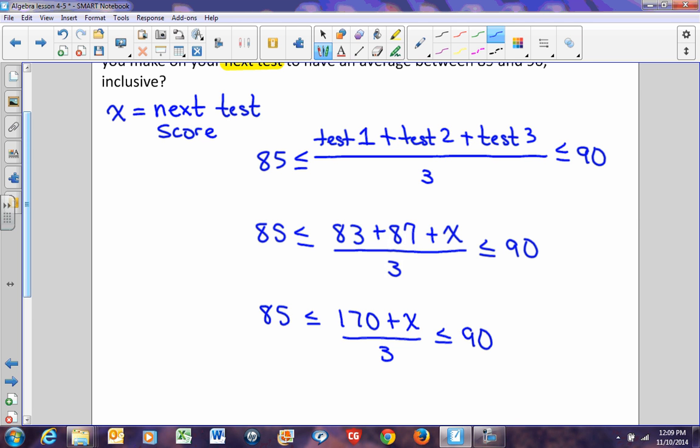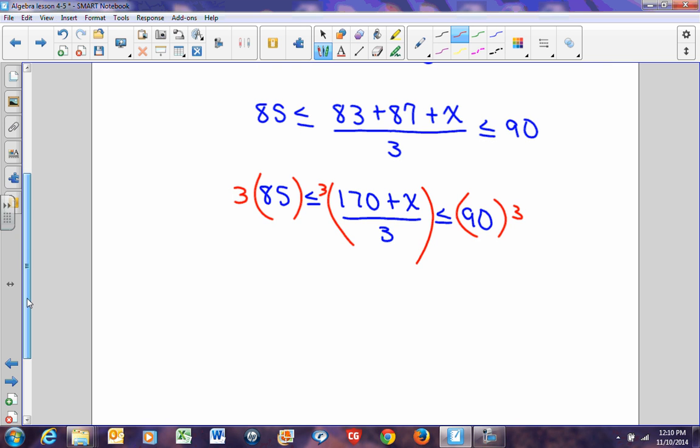I need to get rid of that 3 because the 3 is really, really annoying. Okay? Nobody likes the 3 because nobody likes to deal with fractions. So I'm going to take and multiply everything by 3. Multiply the middle by 3, multiply the left by 3, multiply the right by 3. When I do that, I will get 85 times 3, which is 255, is less than or equal to, these 3's cancel out, so I will have 170 plus x, which is less than or equal to 90 times 3 is 270.